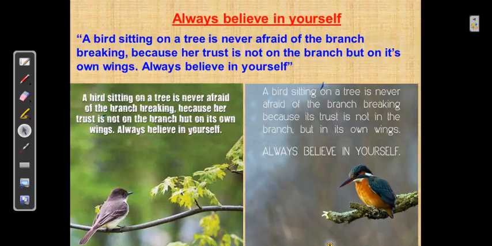Always believe in yourself. A bird sitting on a tree is never afraid of the branch breaking because her trust is not on the branch but on its own wings. Always believe in yourself. This is a good proverb, I think. Always believe in yourself. We are having so many opportunities in civil engineering.